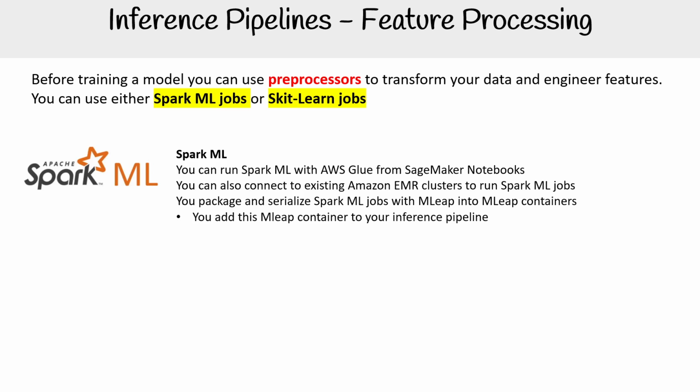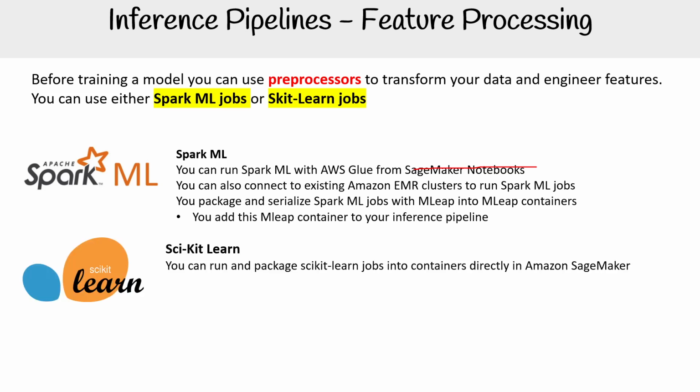So with Spark ML, you can run Spark ML with AWS Glue and SageMaker Notebooks. SageMaker Notebooks is not going to be around forever, but there's SageMaker JupyterLab, which has the same equivalent. So just understand that it has been marked for deprecation. But when you think of notebooks, we think of JupyterLab within SageMaker Studio. You can also connect to an existing EMR cluster. You can package and serialize Spark ML jobs, things like that.